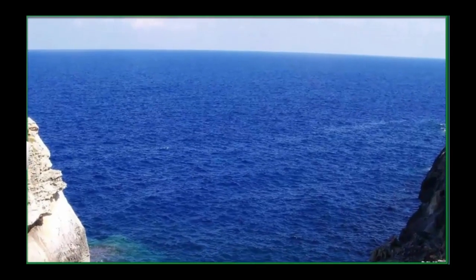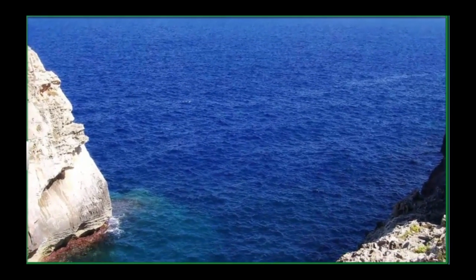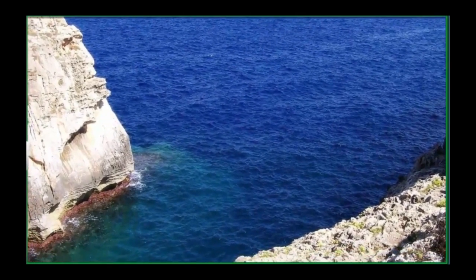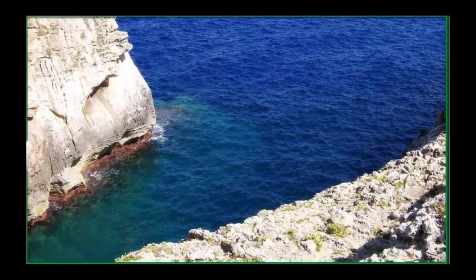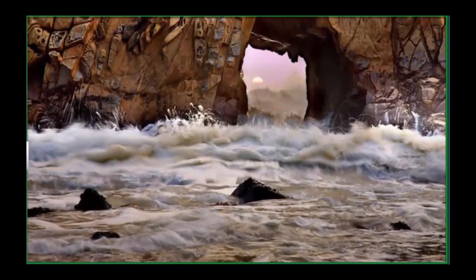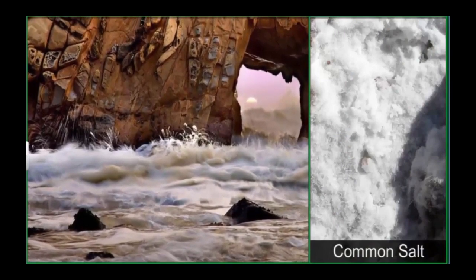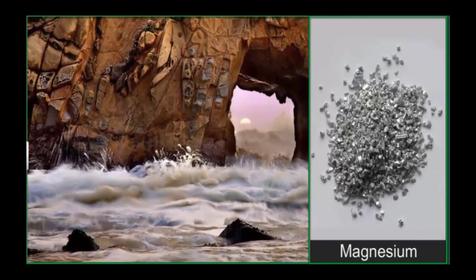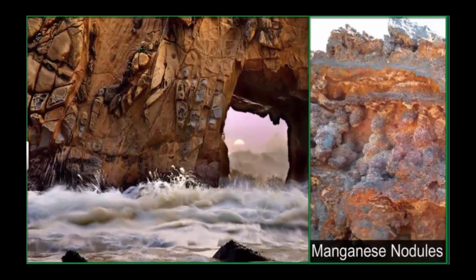As you know, around 70% of the surface of the earth is covered by water. The water of the seas and oceans and the ocean floors also have rich mineral deposits. Ocean waters are a rich source of minerals like common salt, bromine, and magnesium, while the ocean floors are loaded with mineral deposits like manganese nodules.